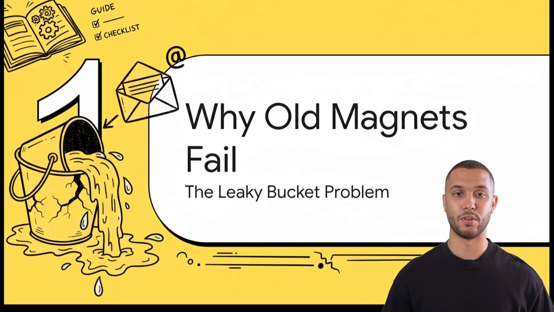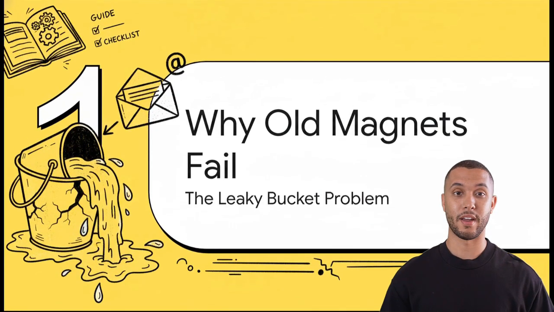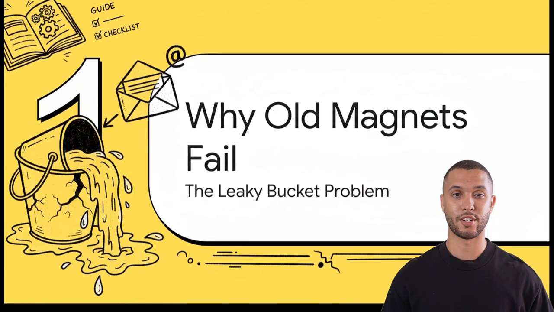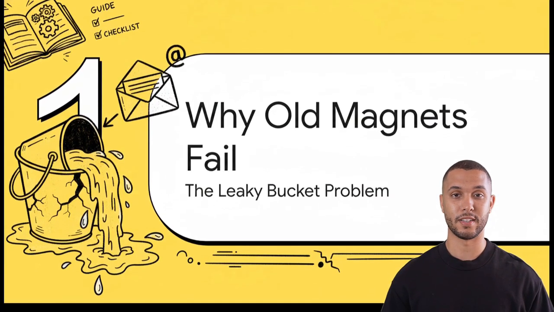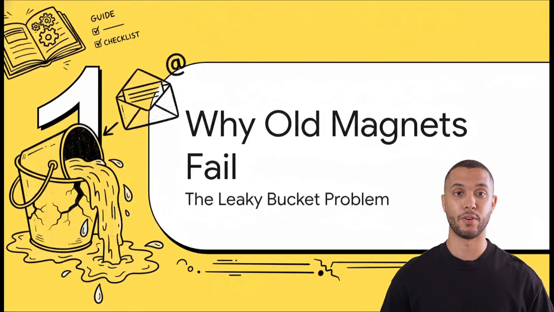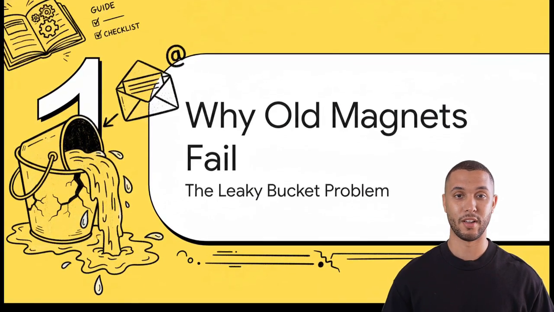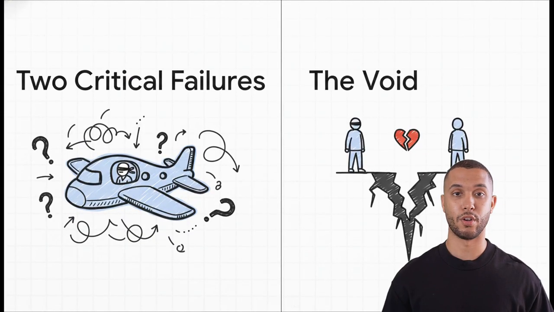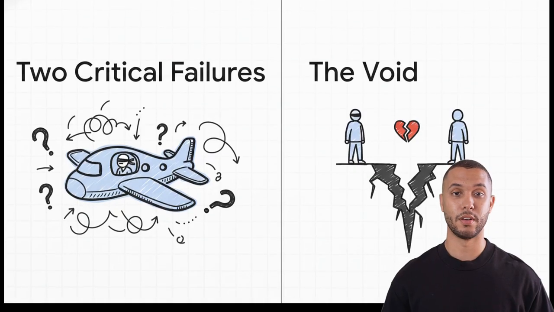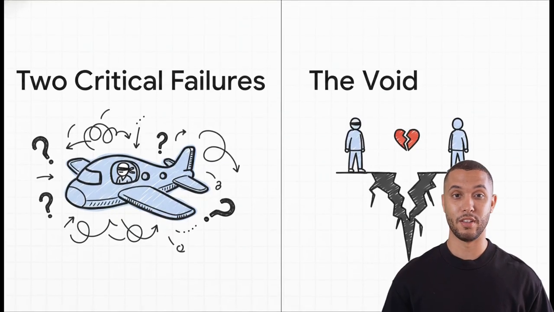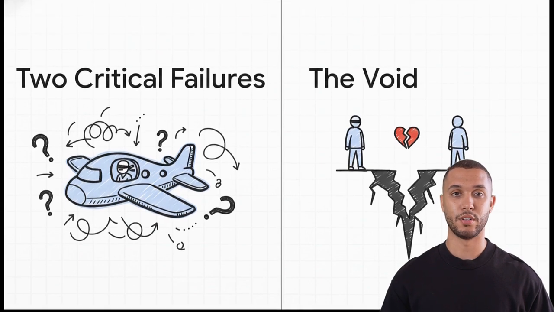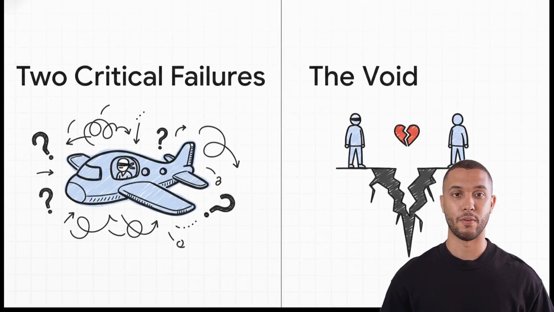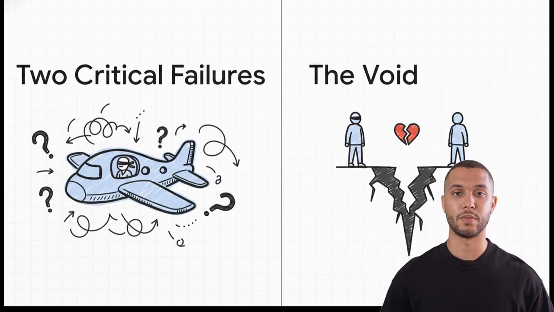So what's the traditional solution here? It's always been the lead magnet. That free guide, that checklist, you give it away in exchange for an email. But the old way of doing this is exactly why the bucket stays leaky in the first place. Let's break down why. It almost always boils down to two critical and totally avoidable failures. The first failure is, you're flying blind because you have no real data. And second, there's this void, this complete lack of an emotional connection that actually makes people care.